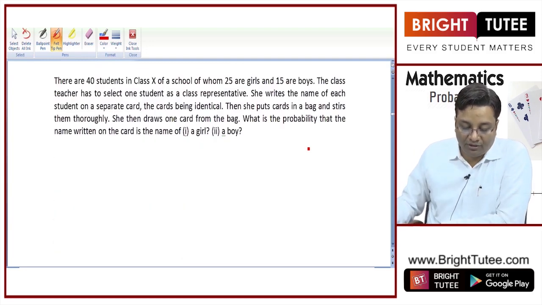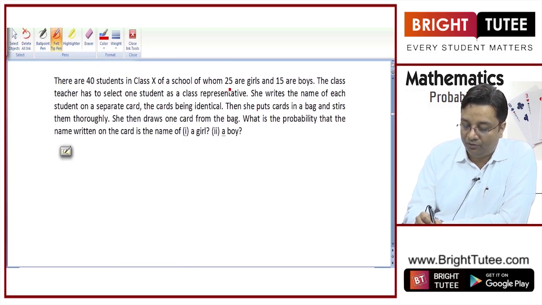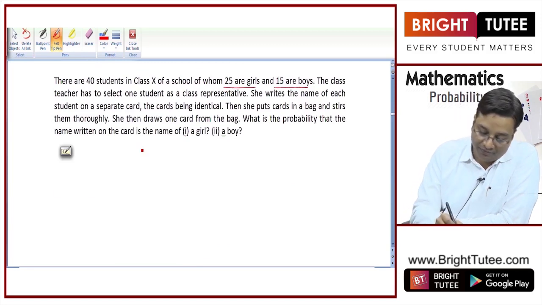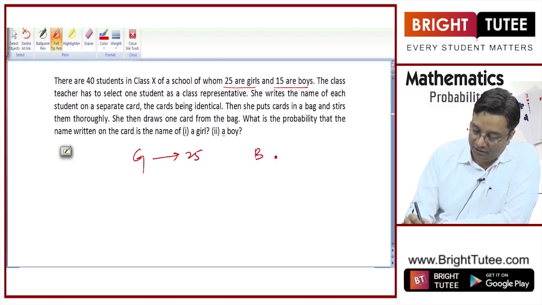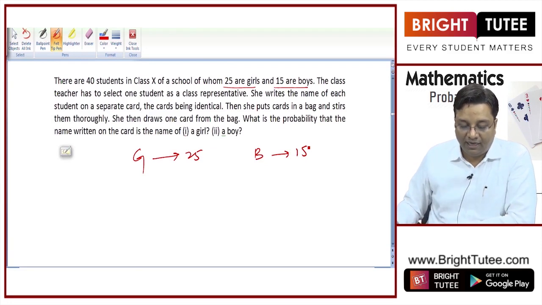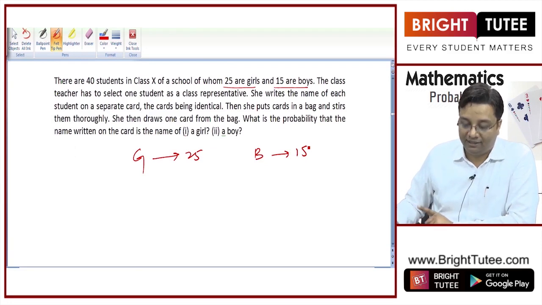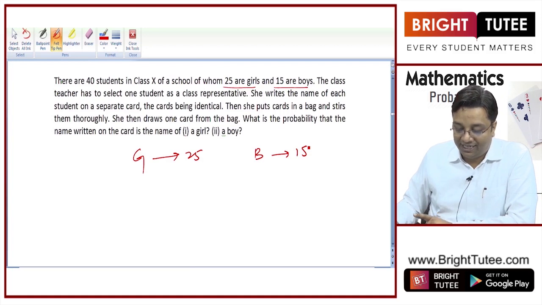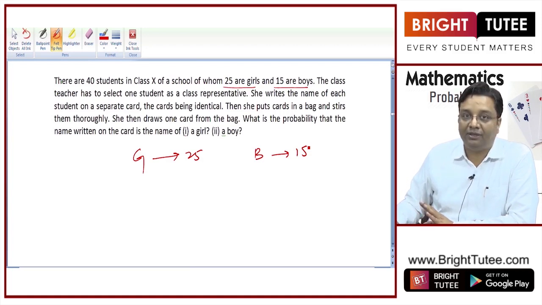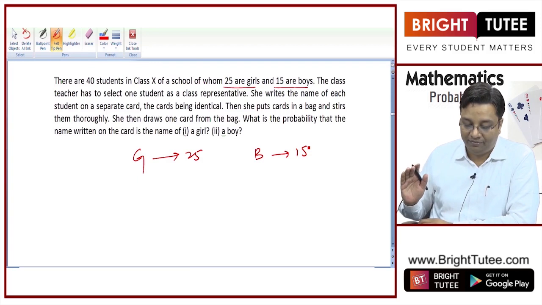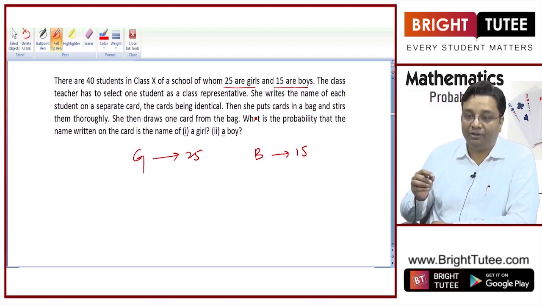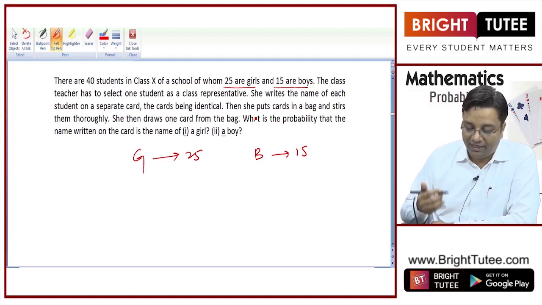Now, there are 40 students in class 10 of a school, of whom 25 are girls, 15 are boys. So, let us write it here, girls 25, boys 15. The class teacher has to select one student as a class representative, right. She writes the name of each student on a separate card, the cards being identical, right. So, then she puts the cards in a bag and stirs them thoroughly. She then draws one card from the bag. What is the probability that the name written on that card is the name of a girl, right.